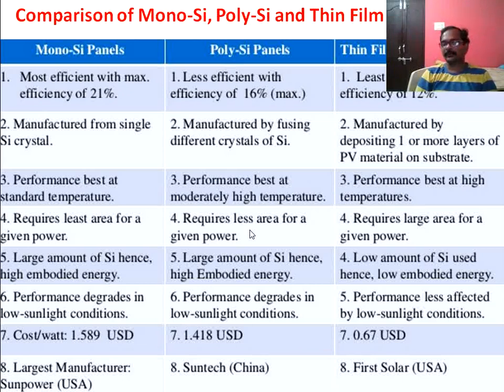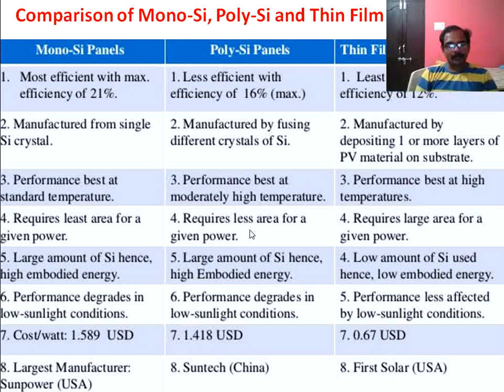Next is the area required for a given power. Monocrystalline solar panels require the least area, polycrystalline requires somewhat more area, and amorphous silicon panels require a large area. As I already told you, one monocrystalline panel produces energy equivalent to 1.5 polycrystalline panels and 4 amorphous silicon thin film panels. A large amount of silicon is required for the production of both monocrystalline and polycrystalline panels, and thereby the embodied energy is very high. But in thin film or amorphous silicon cells, the amount of silicon required is very less, and thereby the embodied energy for production is less.